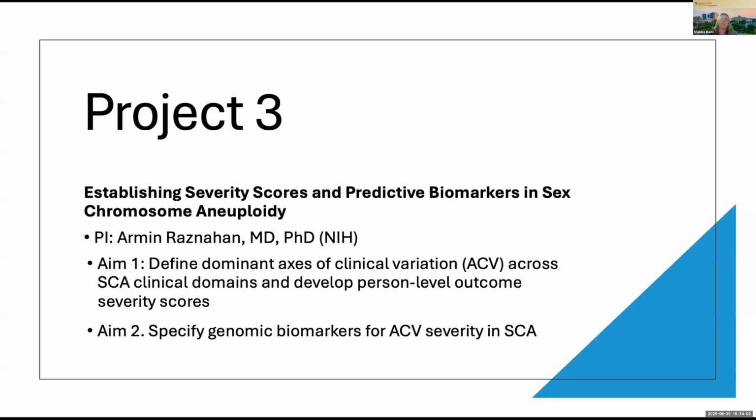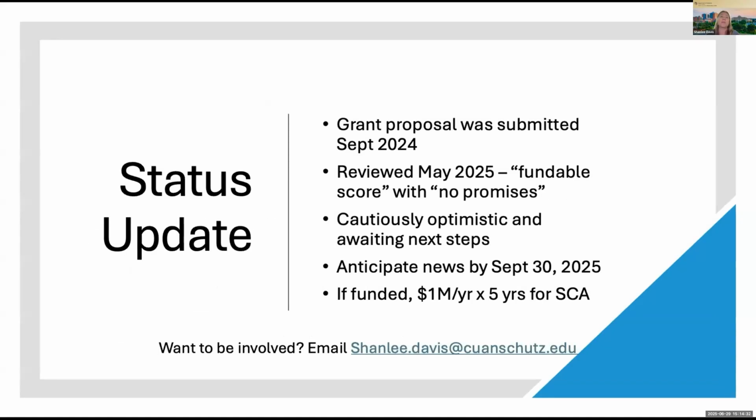And so for this proposal, we aim to use Insights in Galaxy data, including the clinical records and the biorepository, in order to be able to define what we call dominant axes of clinical variation. So essentially developing these clinical severity scores, as we know that these conditions exist on a spectrum and not everyone is as complicated or as involved as others, and to develop then biomarkers that might help us predict these severity scores in this population as well.